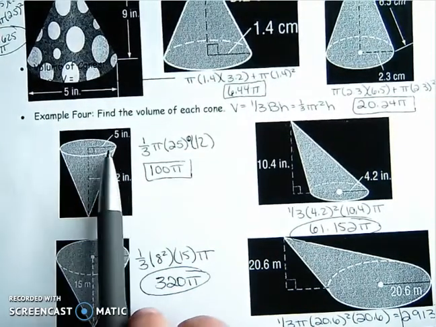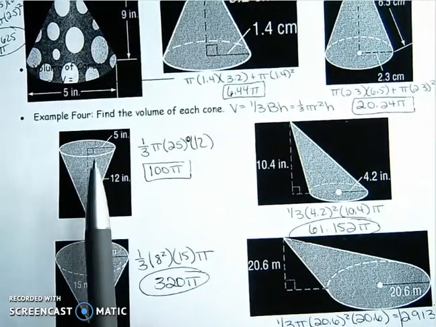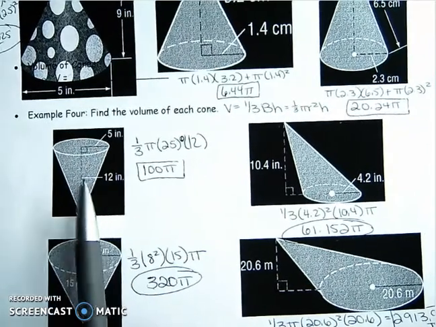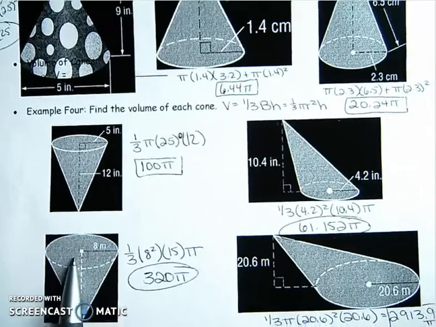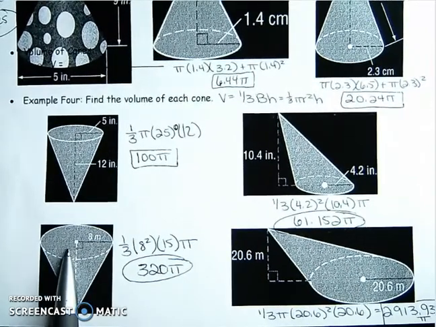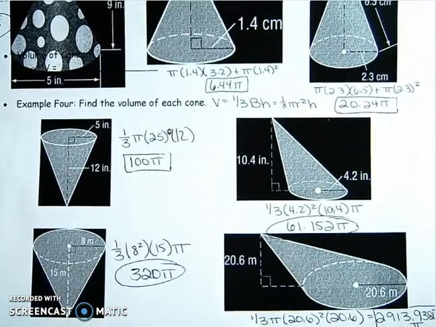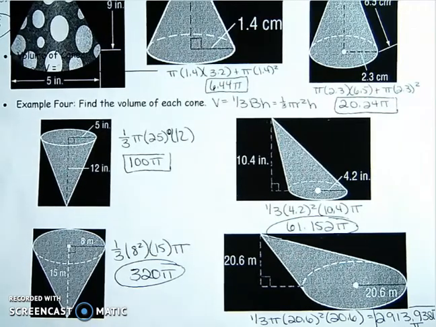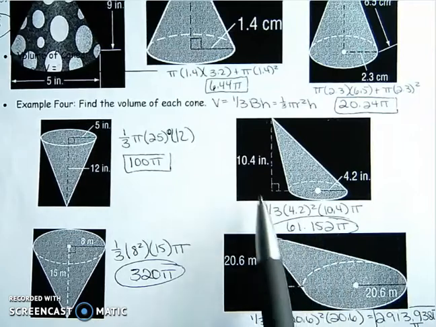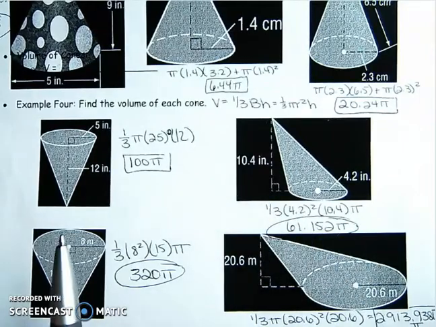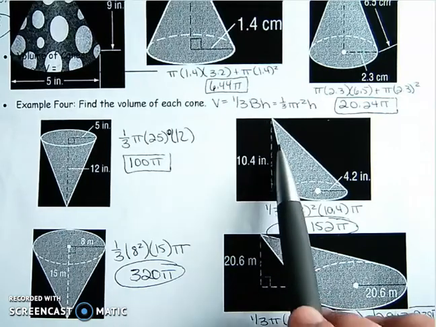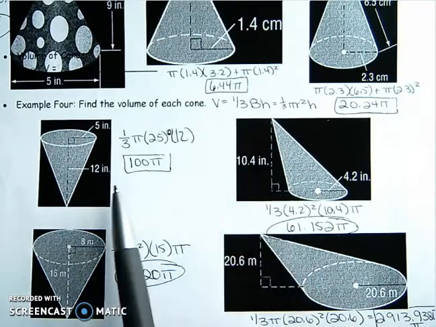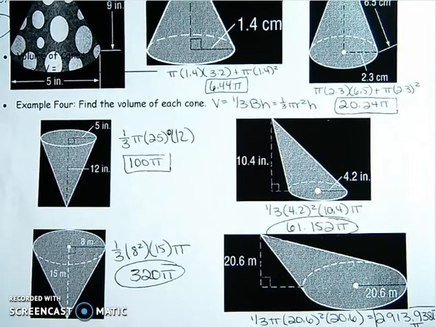The first one, you're given the radius and the height, so it's everything you need. You plug it straight in, you get 100 pi. The one below it, again, everything you need. Plug it straight in, you get 320 pi, or the decimal answer is appropriate. The last two, they're oblique, but the great thing is you're still given the height. That's what this little dotted line on the outside means. So it's okay, we just plug it straight in.